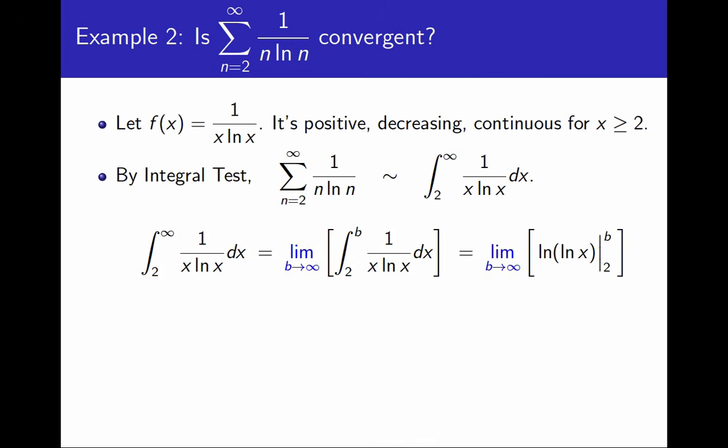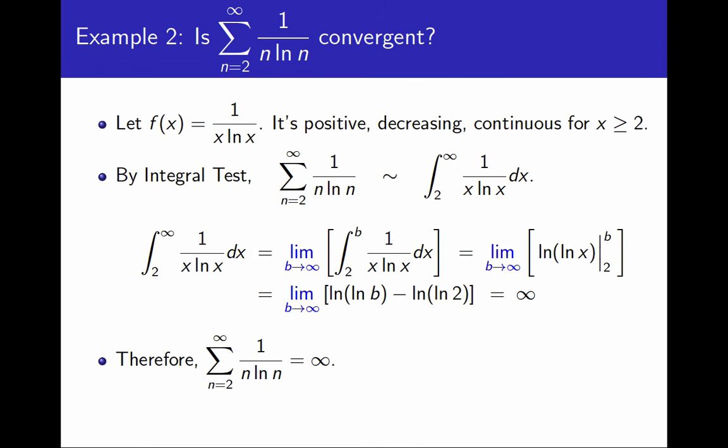So now let's evaluate. I get the limit as b goes to infinity of ln ln b minus ln ln 2. And as b goes to infinity, ln ln b also goes to infinity, albeit slowly. So the improper integral diverges to infinity, and by the integral test, the series diverges to infinity as well. That's it.